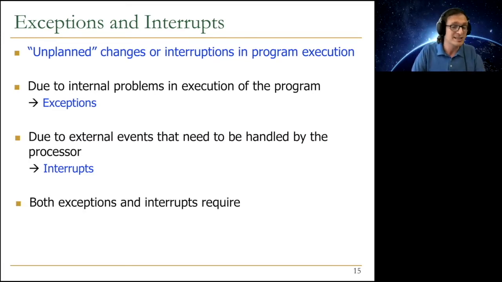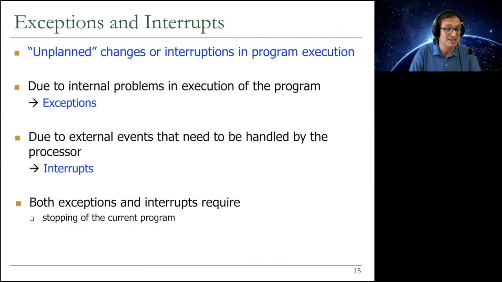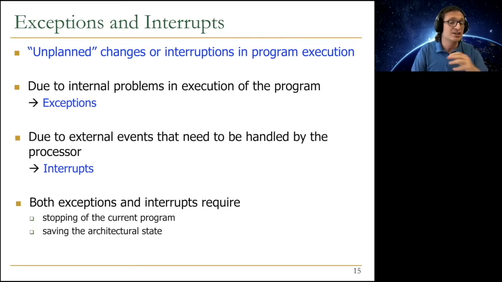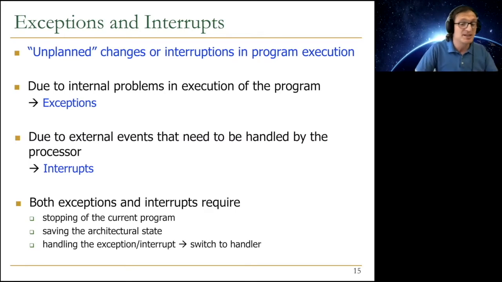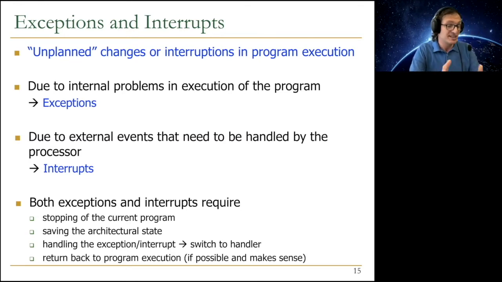Okay, so both exceptions and interrupts require some processing, basically. When they happen, you need to stop the current program somehow in a von Neumann model. You need to save the architectural state of the program at that point. You need to handle the exception and the interrupt, switch to some handling routine, or halt the program if there's no handling routine, for example. If it's an exception, you halt the program. If it's an interrupt, you don't need to halt the program because it's external, right? And then you return back the program execution, if possible, and if it makes sense.